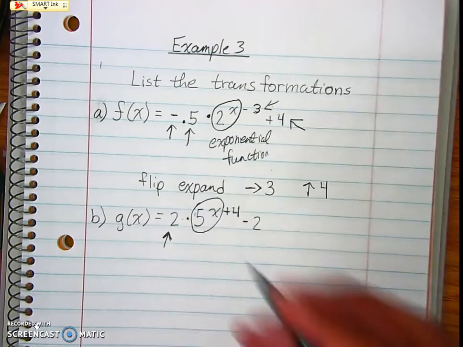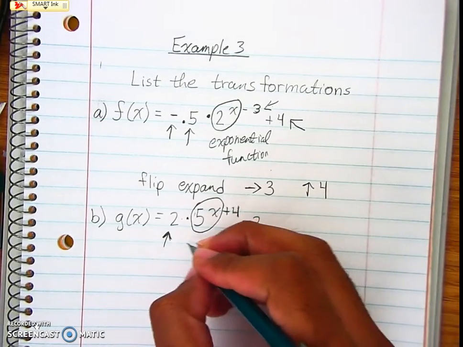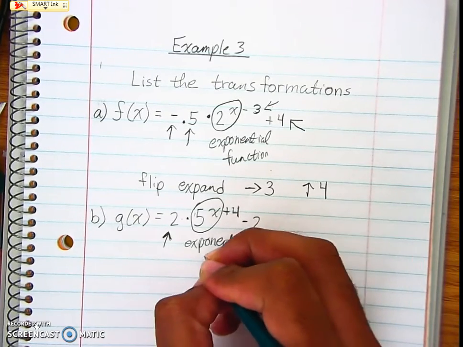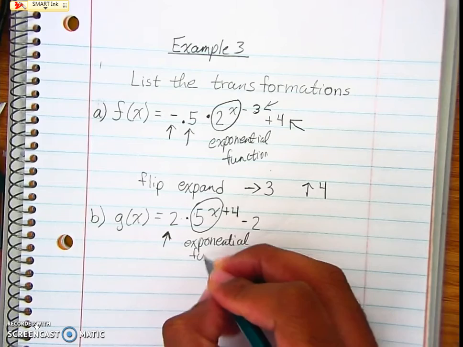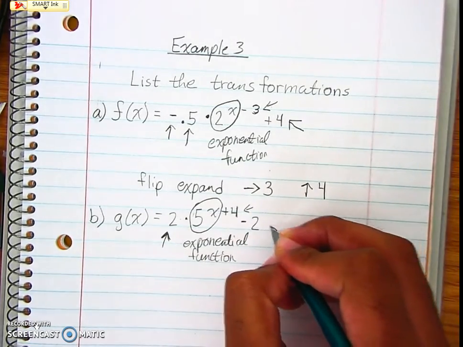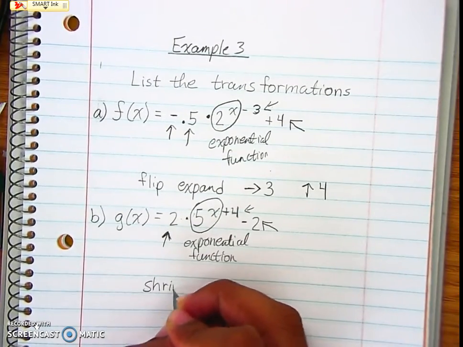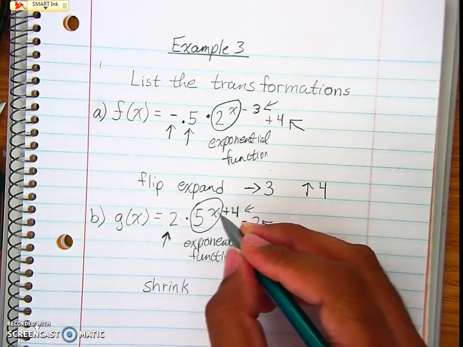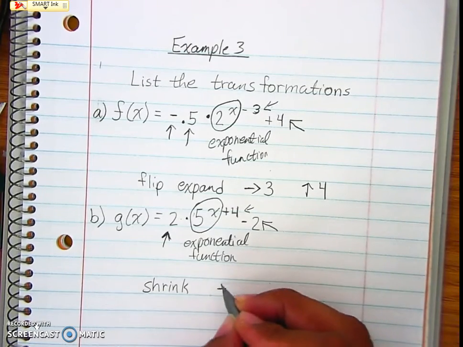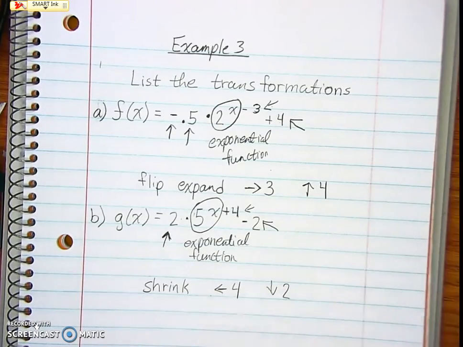So, we know here that 2 tells us a transformation. We know this part here is the exponential function. How do we know that's the exponential function? Because it's a number raised to an x power. Alright, so we know 2 is going to shrink. That 5 to the x is the exponential function. We know 4 goes opposite of what you think, so to the left 4. This is going to go down 2. Oh yeah, not hard.